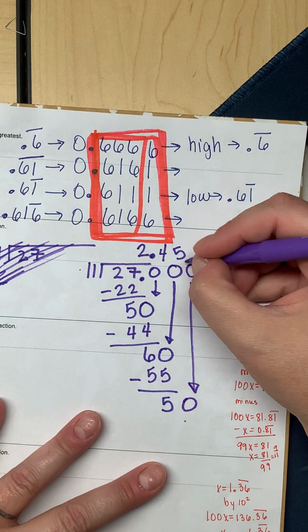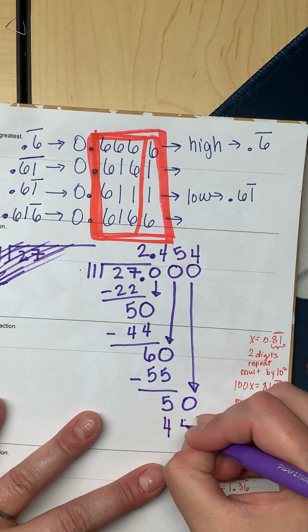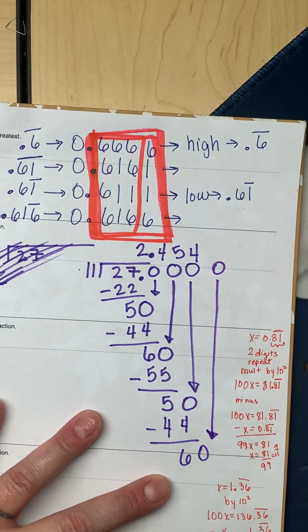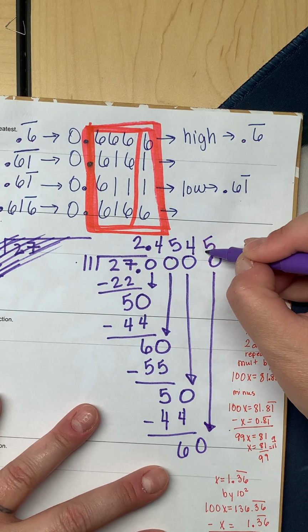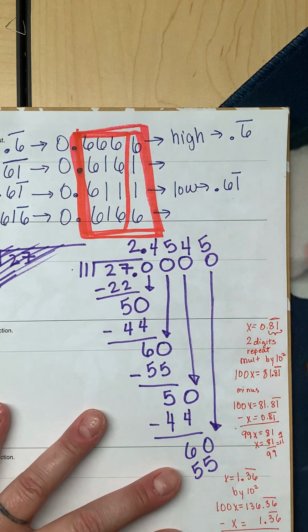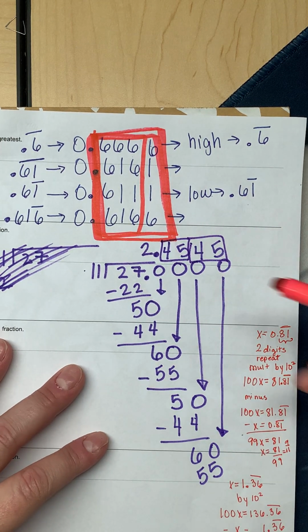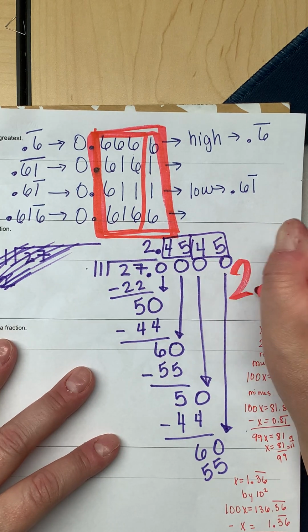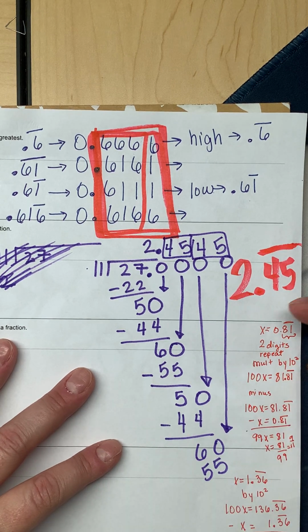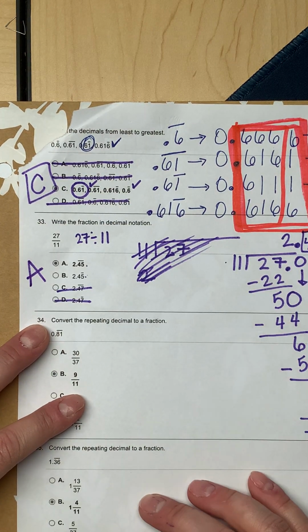11 goes into 50 4 times to make 44. Then we subtract down, bring down another 0. 11 goes into 65 times to make 55. Okay, I think you get the point. So the question is, what repeats? And you see we have a 45 block and then another 45 block. That means this is the same thing as 2.45 with the repeat bar over both the 4 and the 5 because they're both repeating. So we get A. All right, let's keep going.